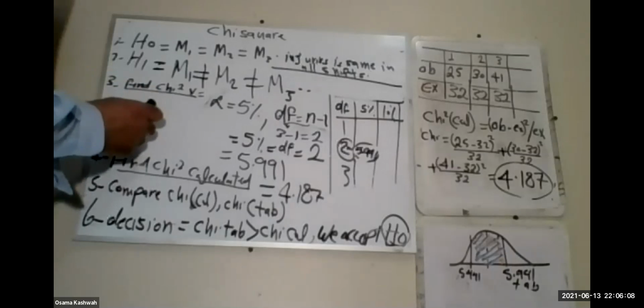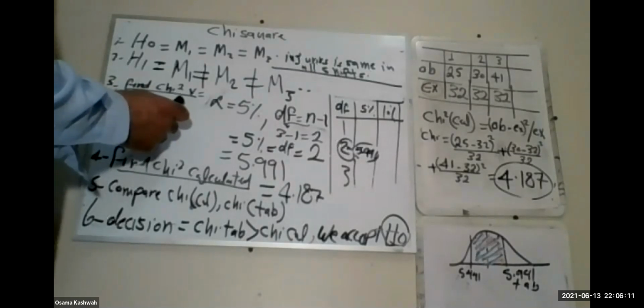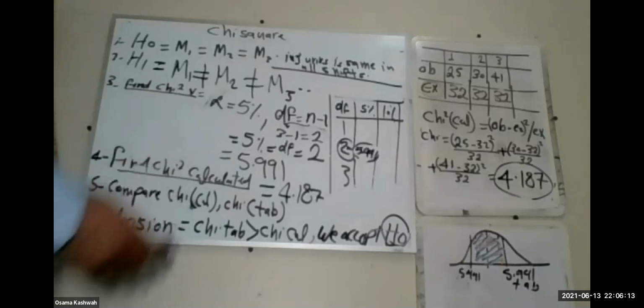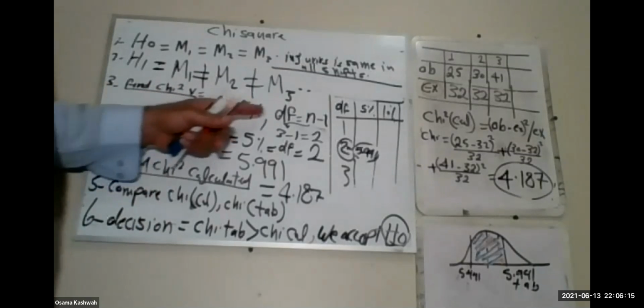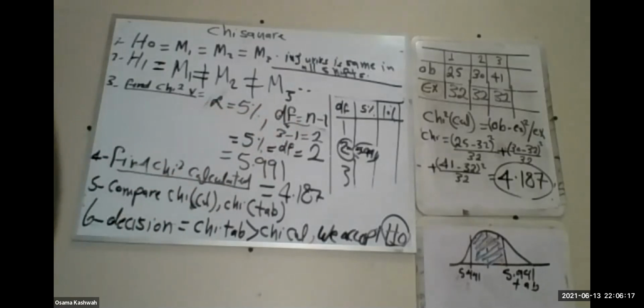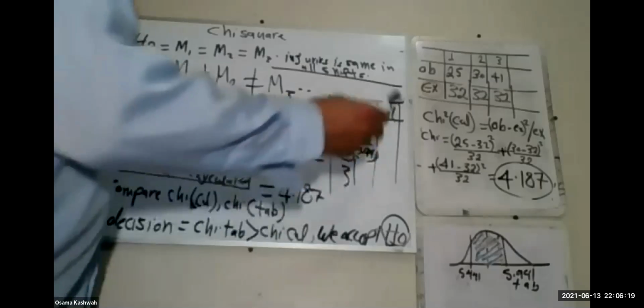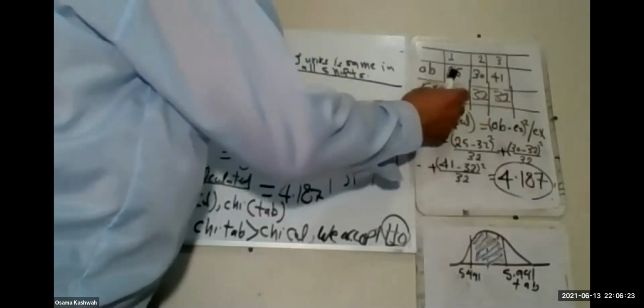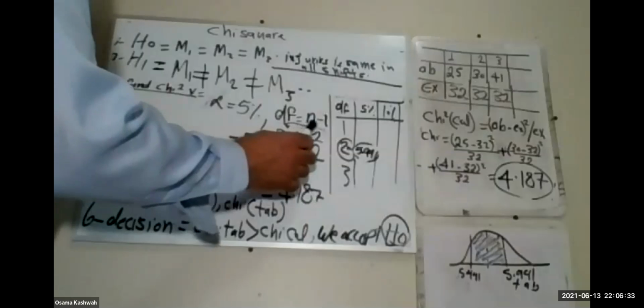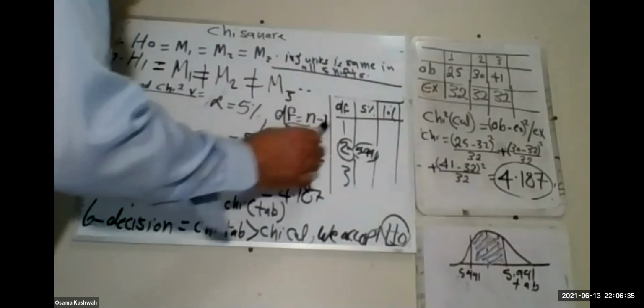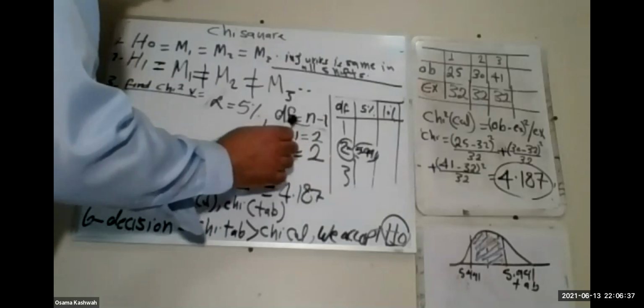Then we look to find the chi-square value, when alpha equals 5% and the degree of freedom is 2, which is n minus 1. I said n here is 3. There are 3 different numbers. We have a series of 3. We have only one row, and we have 3 numbers. So 3 numbers minus 1. This is the formula: 3 minus 1.